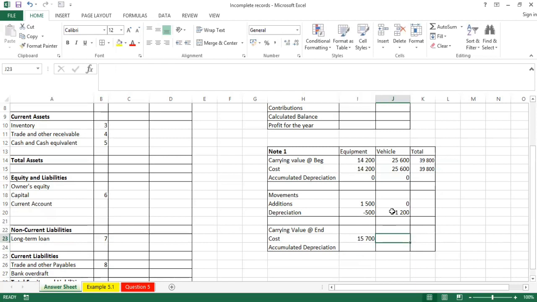Then we come to vehicle. For vehicle, we have no additions, so the cost at the beginning, this amount, we take as it is, and we just type it there also, 25,600.